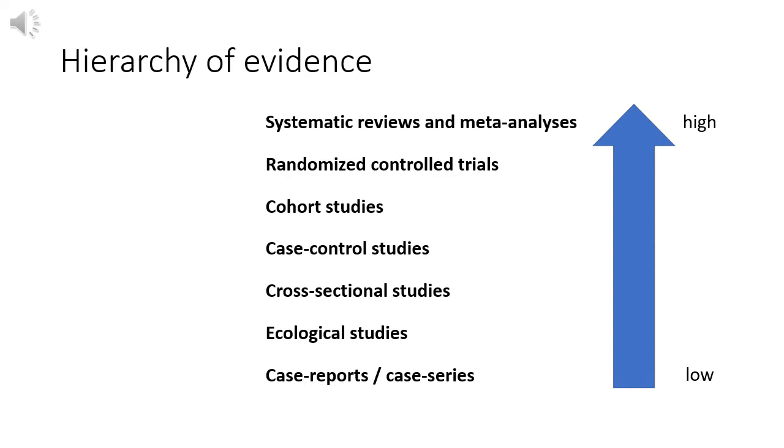At the bottom, there are case reports and case series that produce the weakest evidence. A little bit better than them are so-called ecological studies. One step better are cross-sectional studies. Already quite good are case control studies. Above them are cohort studies. Even better than cohort studies are randomized controlled trials. And the best possible evidence is produced by systematic reviews and meta-analysis.